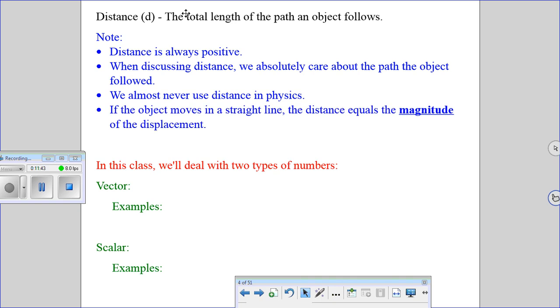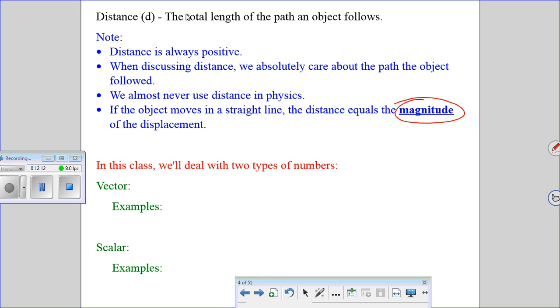It is worth noting, though, that if the object moves in a straight line, then the distance equals the magnitude of the displacement. In other words, if you drive 10 miles straight north, then both your distance and your displacement are going to be 10 miles. If you drive 10 miles straight south, then your displacement's negative 10 miles, and your distance is positive 10 miles. Okay, so that's what the word magnitude here means. The word magnitude basically just means the size of the value.